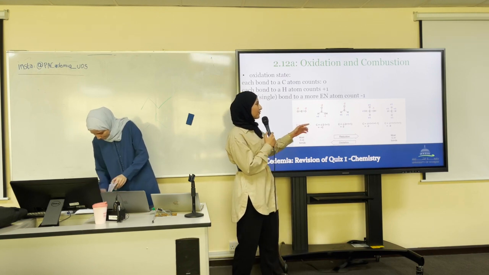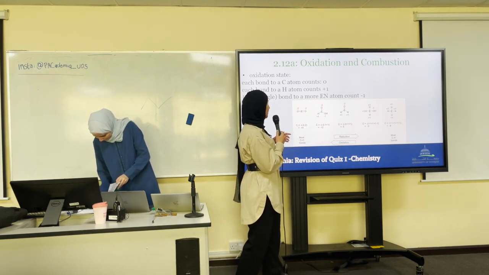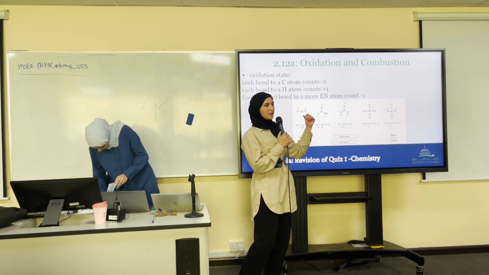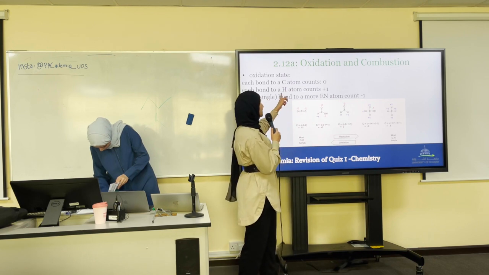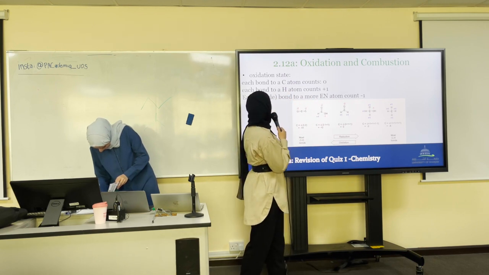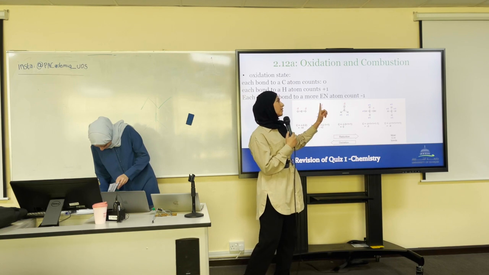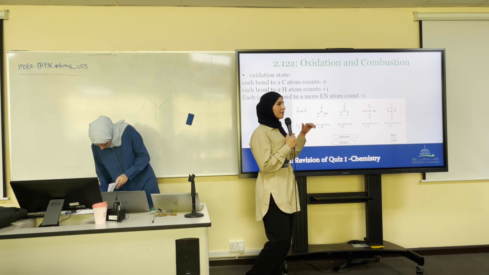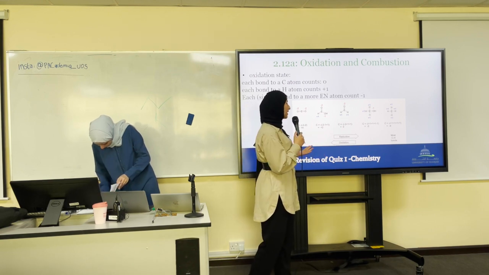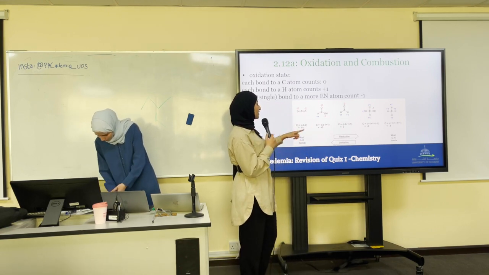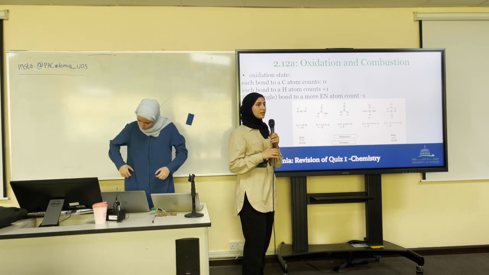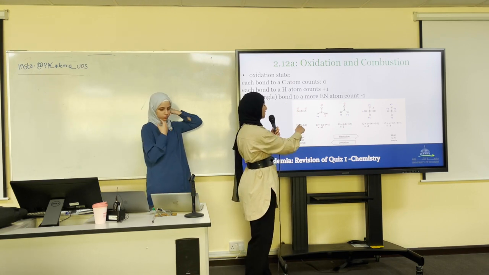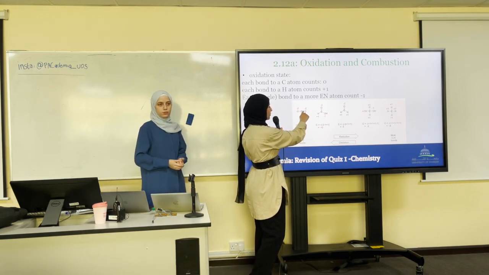Here we want to find out the oxidation state of a carbon atom. If the carbon atom is bonded to another carbon atom, we count it as zero. If it is bound to a hydrogen atom, we count it as positive one. And each atom that is more electronegative than carbon, we count it as negative one. So the oxidation state is the negative of everything from here.